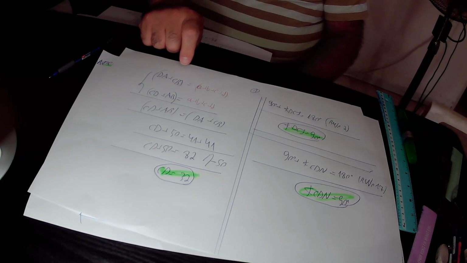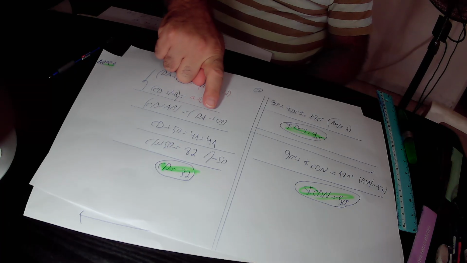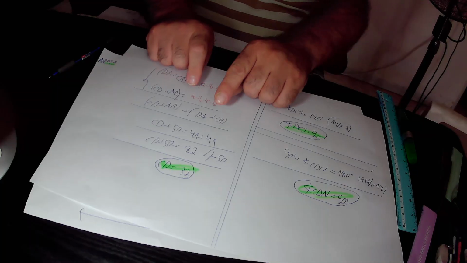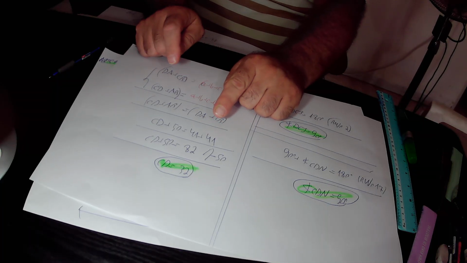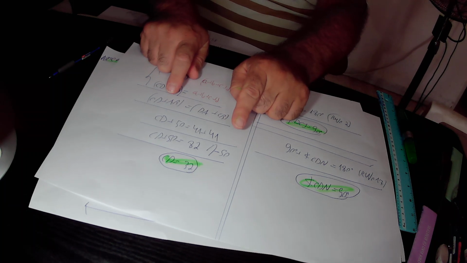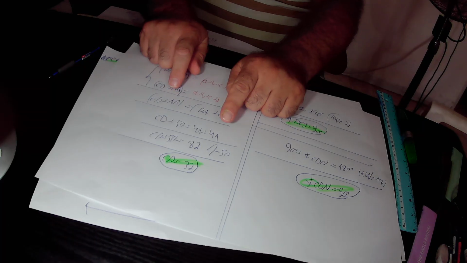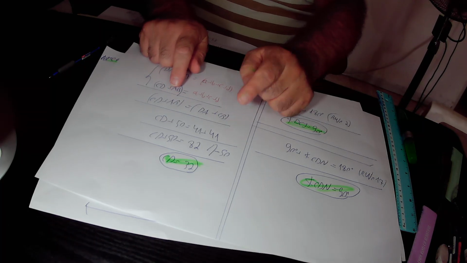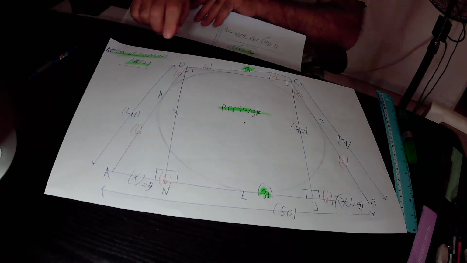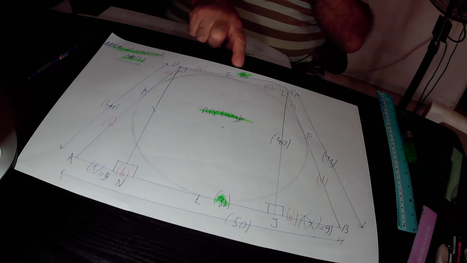CD is the missing side. AB is 50, DA is 41, CB is also 41. 41 plus 41 is 82. So CD plus 50 equals 82. Here we subtract 50 from both sides and find out that the missing side CD equals 82 minus 50, which is 32. So the missing side CD is 32 units in length.